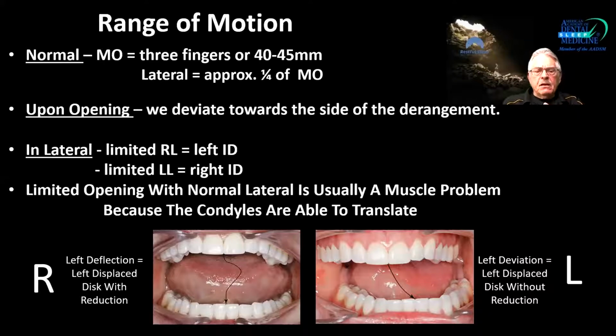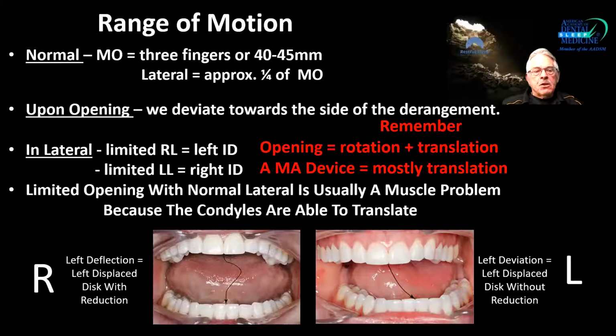I know I did when I was first learning this. I had to rethink this over and over again before it became instinctive for me when I look at a patient to know how that was going to affect the design of what I was doing. So remember, the first opening involves rotation and translation. A mandibular advancement device is mostly translation, okay? So all we're doing there is pulling the condyles forward when we titrate our sleep appliance.